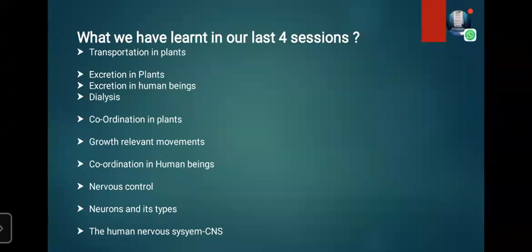We have already also learned about coordination in plants, how plants get coordinated. Coordination in plants is very important because they do not have systems like the nervous system and muscular system like animals. So we have learned about a few growth-relevant movements also. Tropic movement, in which any part of the plant responds to an external stimulus, is called tropic movement.